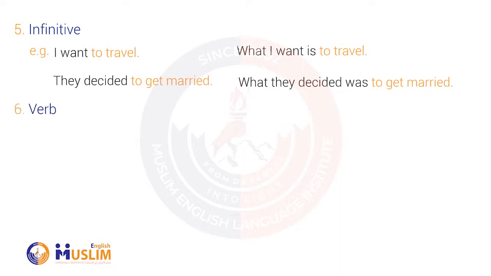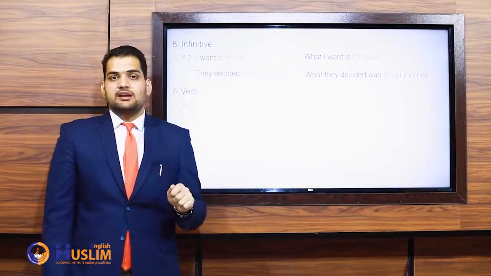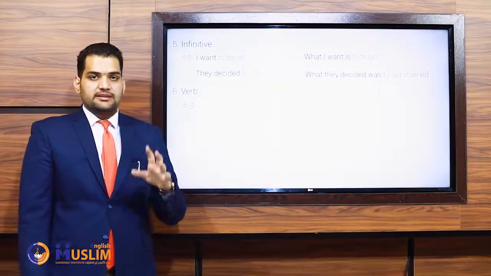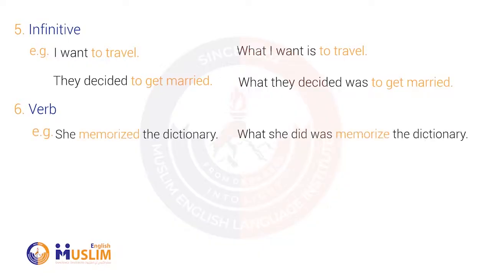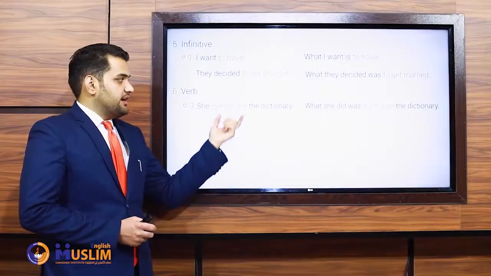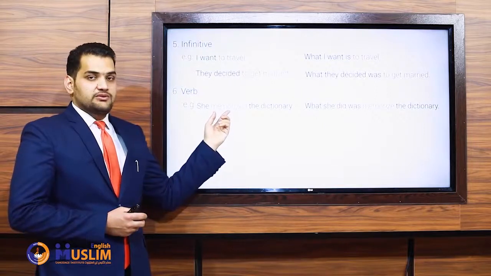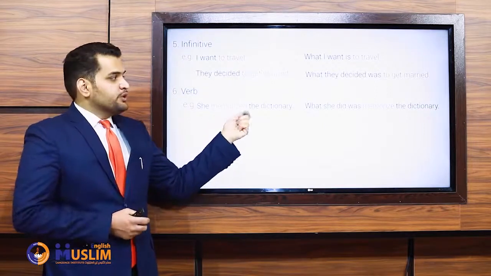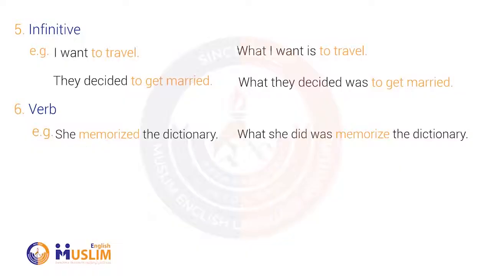The sixth thing is verb. Now, if you remember, in cleft sentence, we did not emphasize a verb, but we can use a pseudo-cleft sentence to emphasize a verb. For example, she memorized the dictionary. Here, I want to emphasize memorize. So what do I need to say? What, because we use for actions or verbs what. What she did. Instead of memorize, you have to use did. What she did was, now we have did, that's why we cannot say memorized. We have to say memorize.